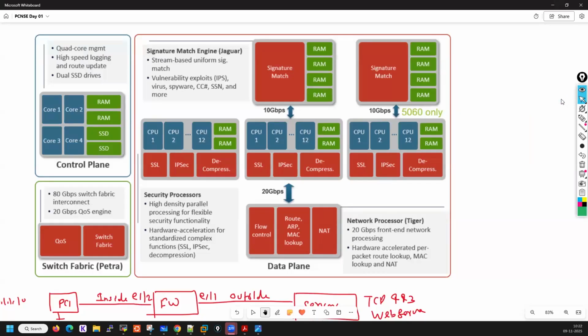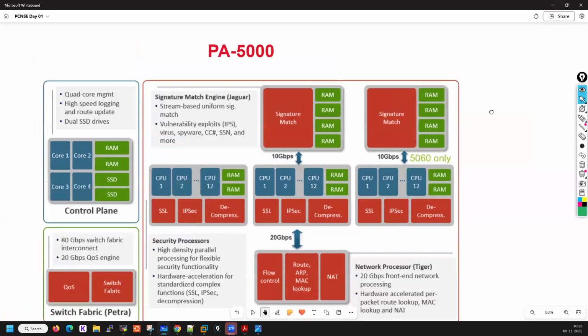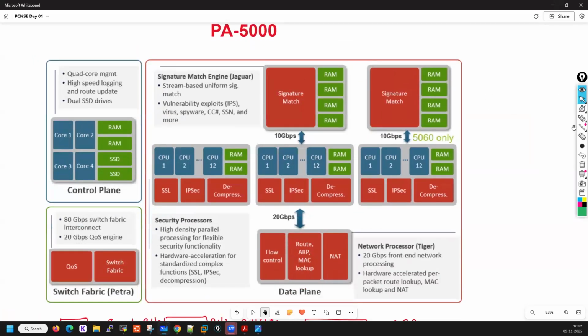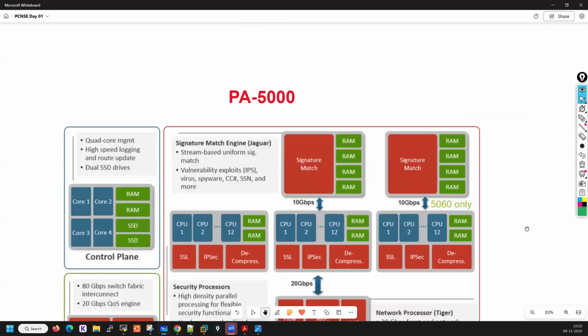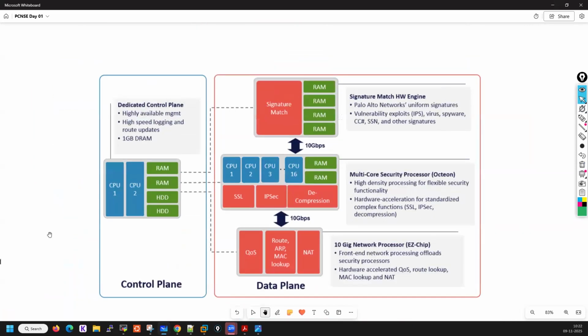And you know, guys, here I have taken the reference of the PA-5000 series box. In high-end boxes, we have 3 CPUs, DP0, DP1, and DP2. But in low-end boxes like the 3000 series box, it only has a single CPU here, a single Octeon chip. Chip name was Octeon. It has a single CPU, and it is known as DP CPU. And you know, guys, your packet processing always starts from the DP CPU level. Your packet processing always starts from here.